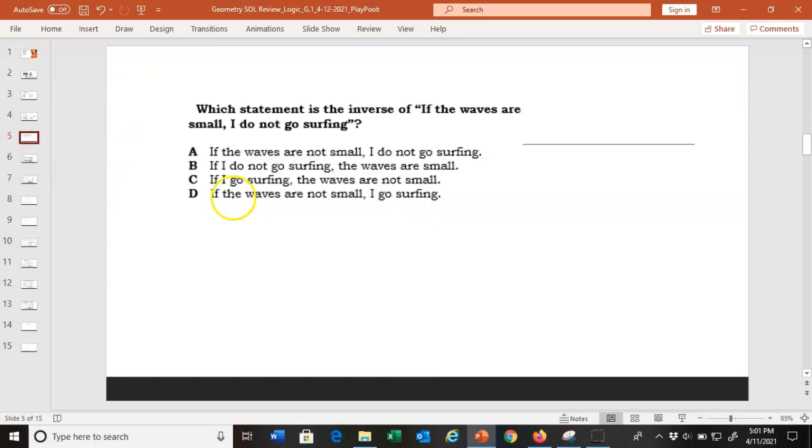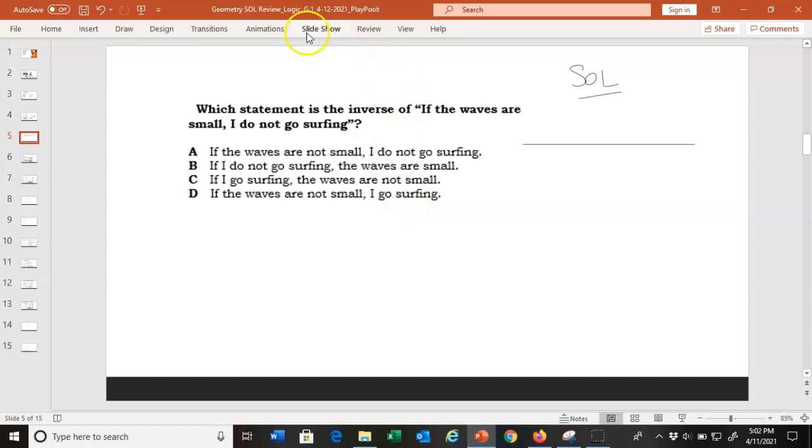All right, so let's do some specific end of course SOL type questions. Here's one that you might see. Which statement is the inverse of if the waves are small, I do not go surfing? So as you're taking your test on the computer, I'm thinking of the SOL. Some of you may or may not be taking that this year. It's just very specific to your case.